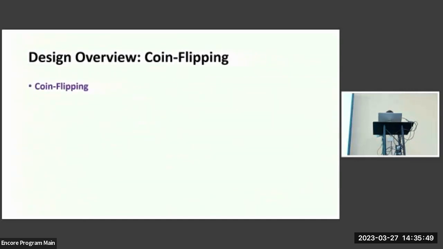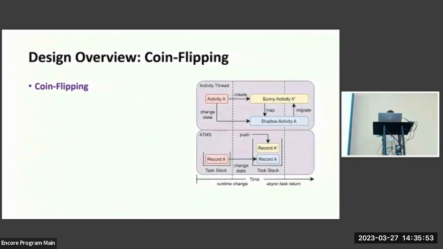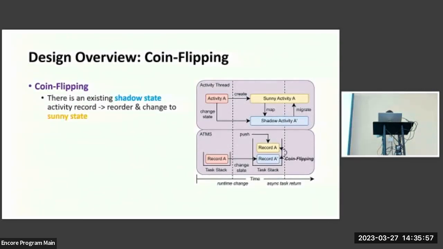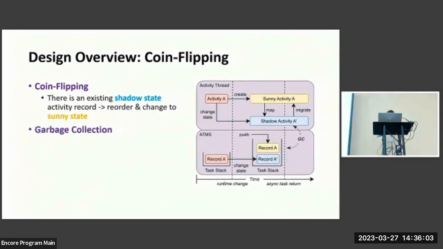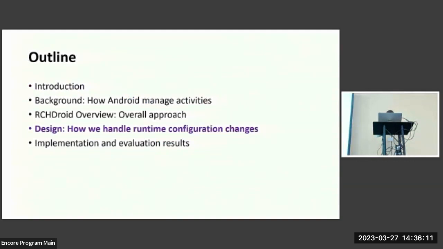And also, to minimize the runtime change handling time, we propose a coin flipping based activity stack management scheme, where we try to find the existing shadow state activity and reorder it to the sunny state activity. And we also propose a threshold based garbage collection scheme to minimize the memory overhead.